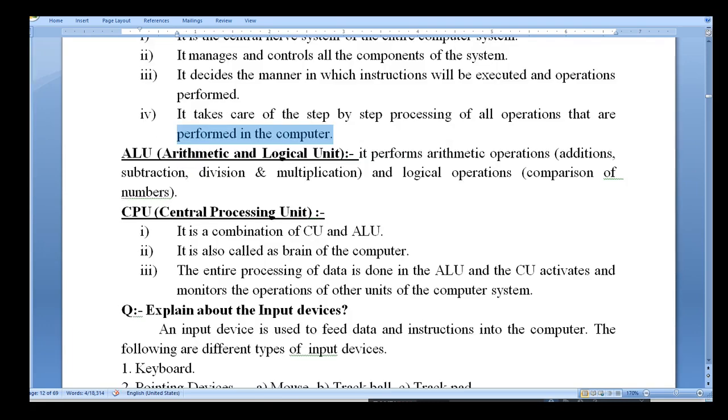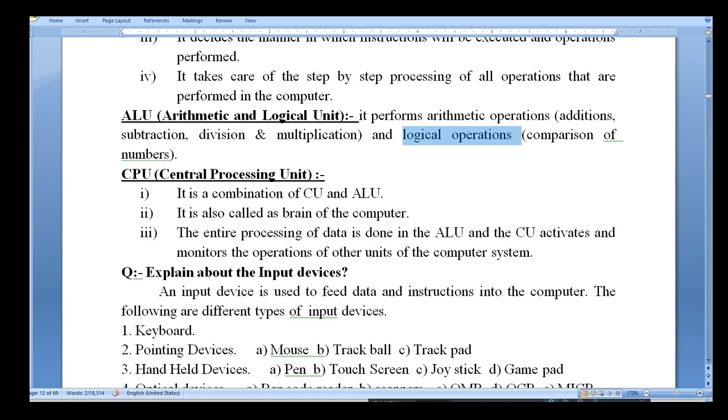So next we will discuss the ALU. ALU stands for arithmetic and logical unit. Here it performs arithmetic operations. Arithmetic operations are basic operations: addition, adding numbers; subtraction, subtracting numbers; division; and multiplication, that is the product operation. Logical operations are comparisons of numbers, like AND, OR, NOT, exclusive OR operations. So these are logical operations.